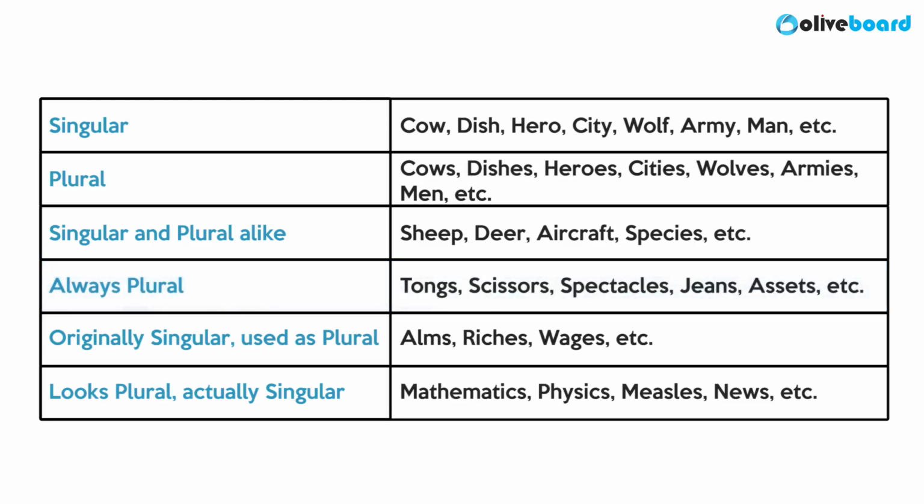The second last classification is about nouns which are originally singular but they are used as plural, like arms, riches, wages. So whether you are giving the money or तनख्वाह to 1 person or to 10 people, you will always call it wages. The last classification is about nouns, very simple, which look plural but are actually singular.